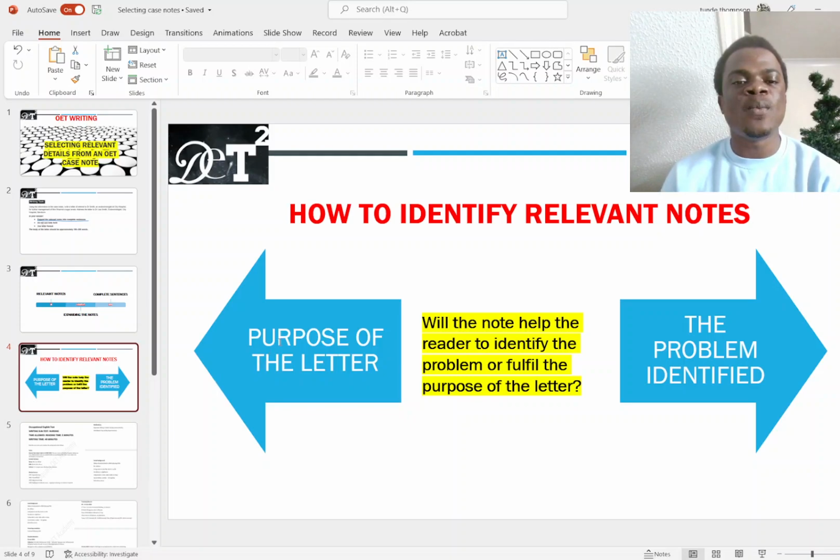Now, what you are going to do today will focus on these two points. First, for you to select any information, ask yourself, will the note help the reader to identify the problem or fulfill the purpose of the letter? In summary, the purpose of the letter is the highlight of what you want the reader to do for the patient, not what you want to do, but what you want the reader to do for the patient. Okay, which boils down to the problem in that case note, what you've identified as the issue, and you want the reader to solve it.